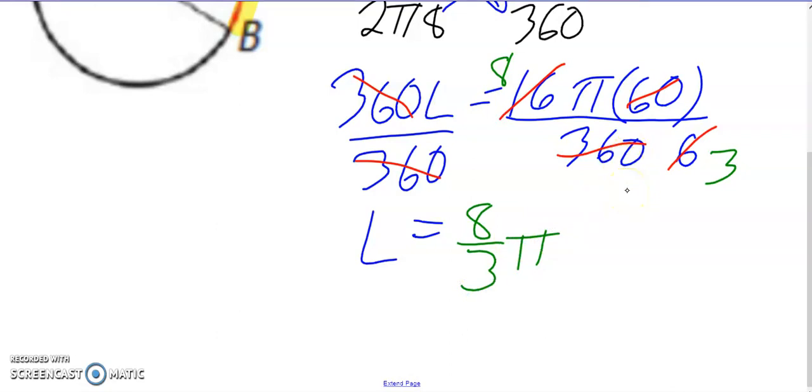Boom. That doesn't look like much of an 8 right there, does it? That looks less like an 8. A little better. Boom.